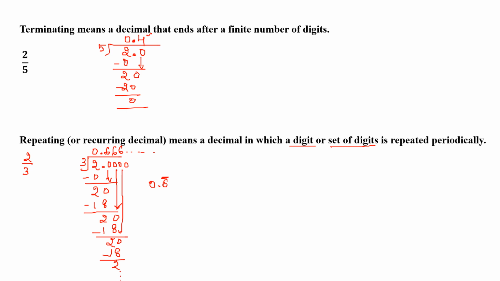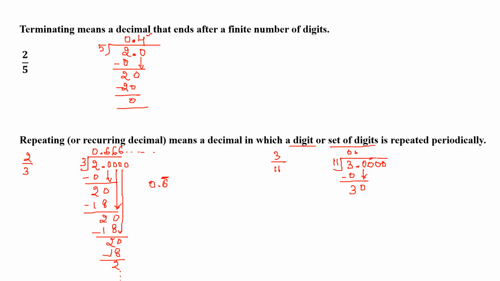Now I will take an example where more than one digit will occur. Okay, so let me take an example, 3 by 11. So I'm going to divide it. 11 times 3. Now 3 is smaller, I cannot divide it, so I'm going to put a 0 here. 3 I can write as 3.0000 like this, isn't it? Now I'm going to pull down one 0 here.